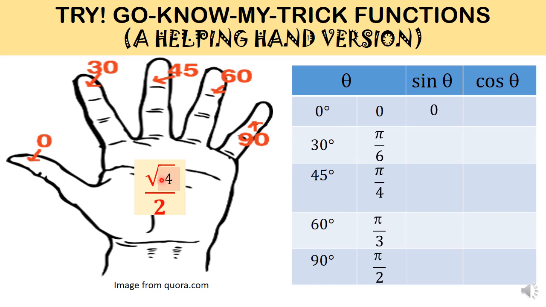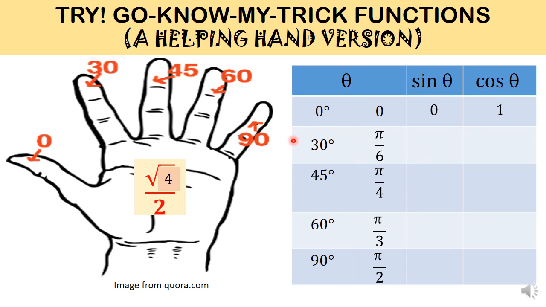Square root of 4 is 2. So, this is 2 over 2, which is equal to 1. Ayan. So, magiging 1 lang po yung cosine theta natin. Okay? So, that's it. So, tingnan natin kung magagawa nyo yun sa susunod na angles.